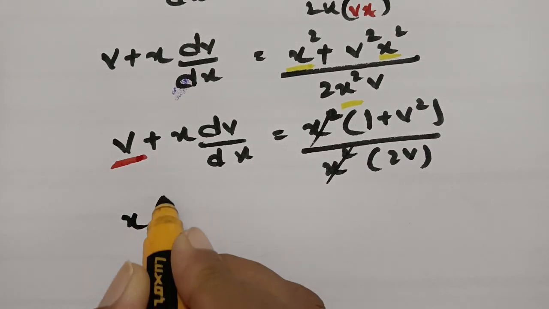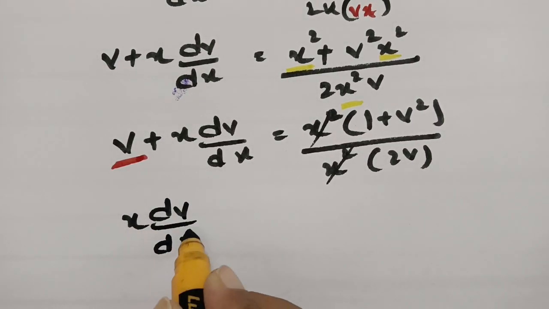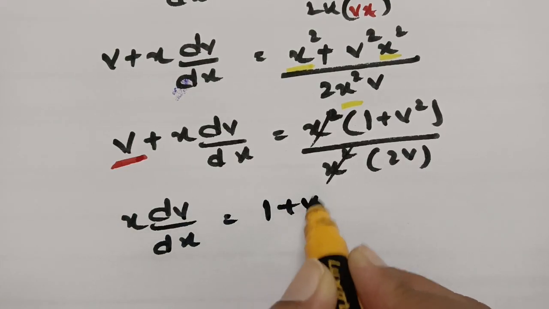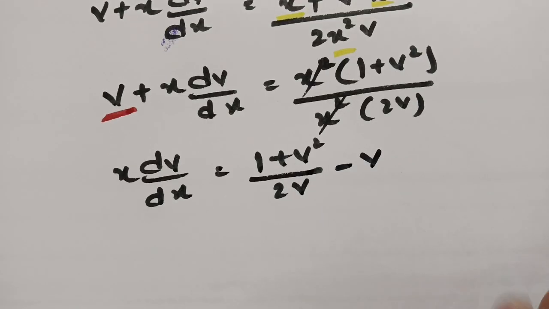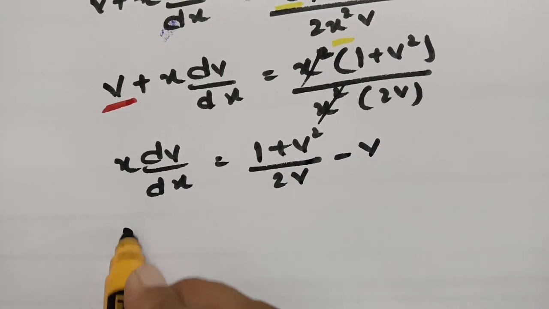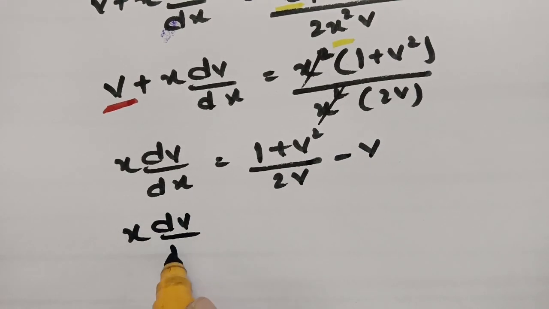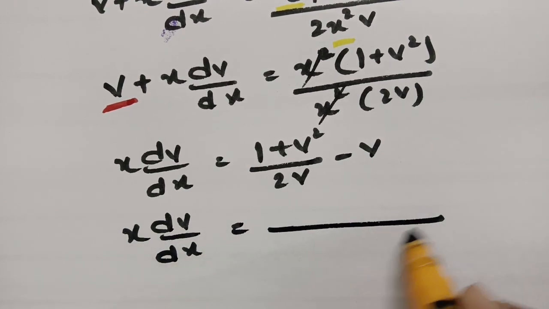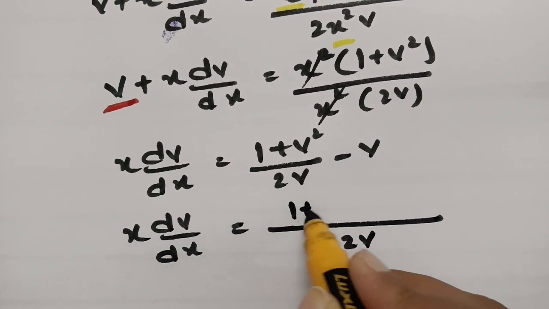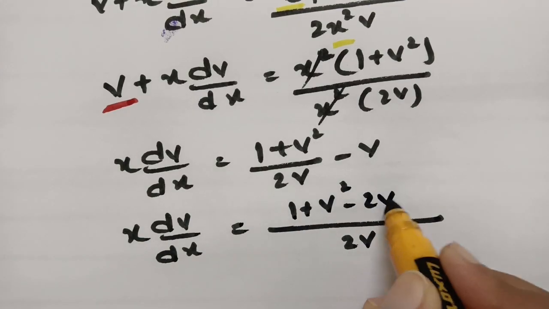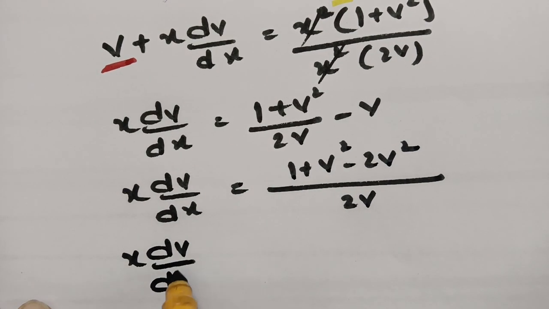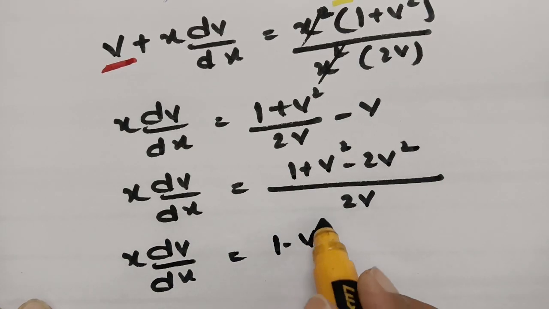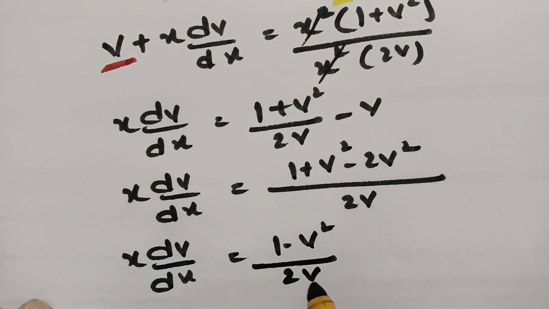So this will be x into dv by dx is equal to (1 plus v square) by 2v minus v. Again if I take 2v as LCM, x into dv by dx is equal to (1 plus v square minus 2v square) by 2v. So here this is x into dv by dx is equal to (1 minus v square) by 2v.